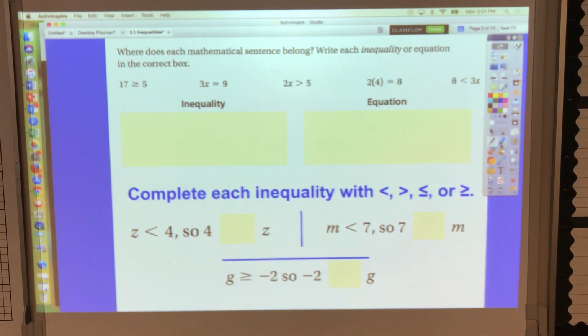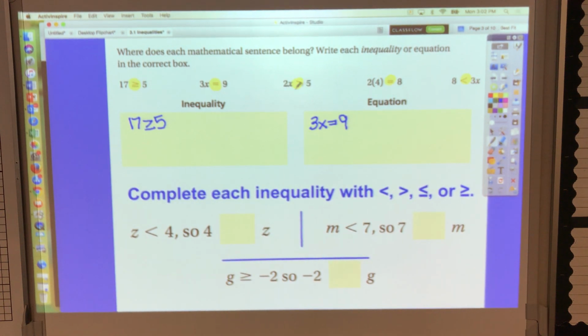So the difference between an inequality and an equation is exactly that symbol. So we're going to look at 5 expressions, and we're going to look at the symbol in the middle. So 17 is greater than or equal to 5. Since greater than or equal to is an inequality symbol, we know that goes in the inequality box. 3x is equal to 9. That's an equal sign, making it an equation.